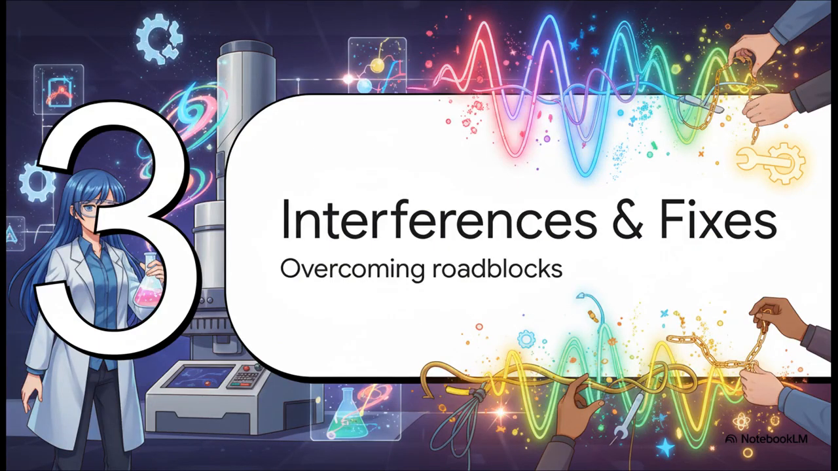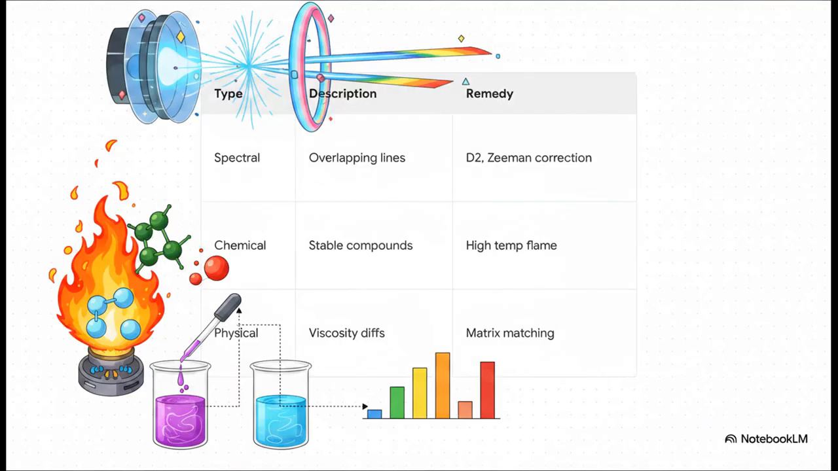Section 3. Interferences and error correction. Look, even the most elegant analytical setups hit roadblocks. Let's talk about what messes up our data and how we fix it. Interferences are the absolute enemy of accuracy. First, we have spectral interference. This is when background molecules or smoke just eat up our light.